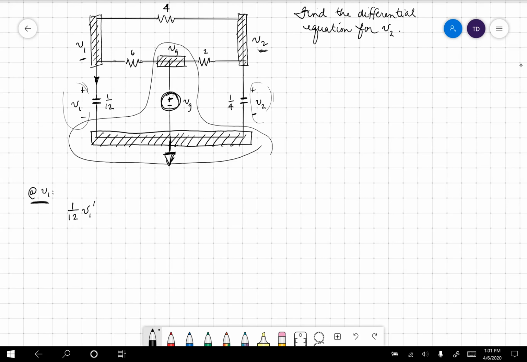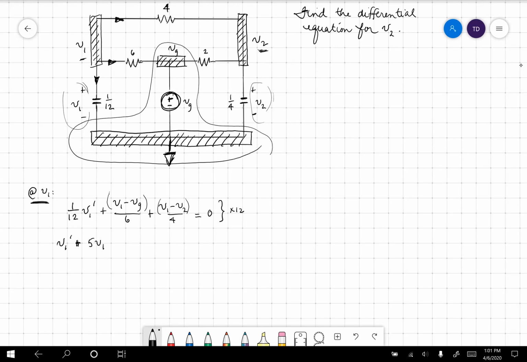V1 prime. This current here is V1 minus VG over 6. And this current right here is V1 minus V2 over 4. Sum those up and they're equal to 0. A little cleanup by multiplying by 12. So we'll get V1 prime, and I'm going to group this all together, plus. When I multiply by 12, this term here is going to leave me with 2 V1s, and this one's going to leave me with 3 V1s. It's going to give me 5 V1s.